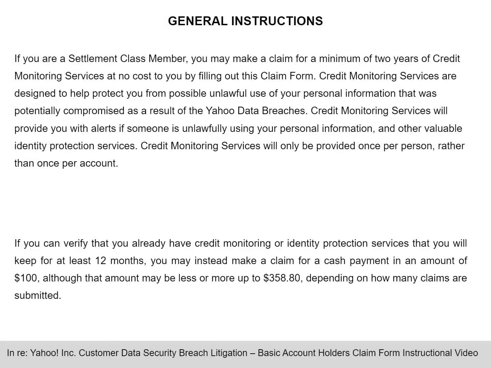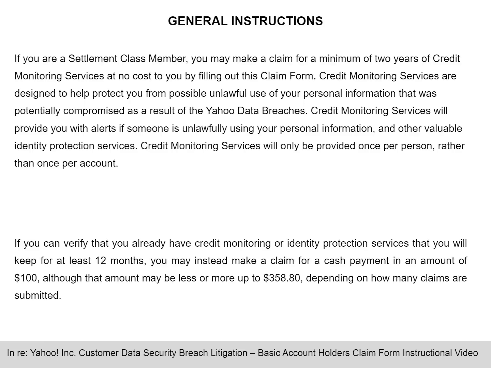If you are a settlement class member, you may make a claim for a minimum of 2 years of credit monitoring services at no cost to you by filling out this claim form. Credit monitoring services are designed to help protect you from possible unlawful use of your personal information that was potentially compromised as a result of the Yahoo data breaches. Credit monitoring services will provide you with alerts if someone is unlawfully using your personal information, and other valuable identity protection services. Credit monitoring services will only be provided once per person, rather than once per account.